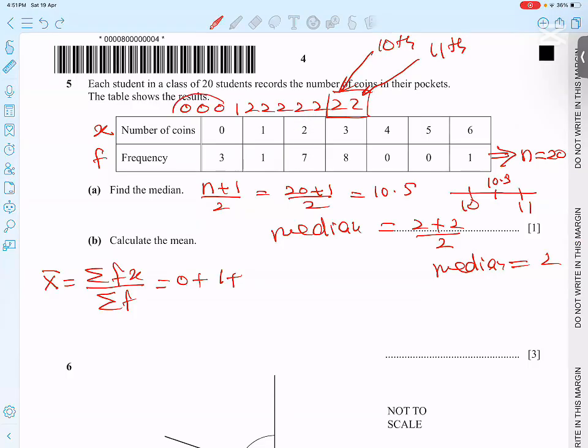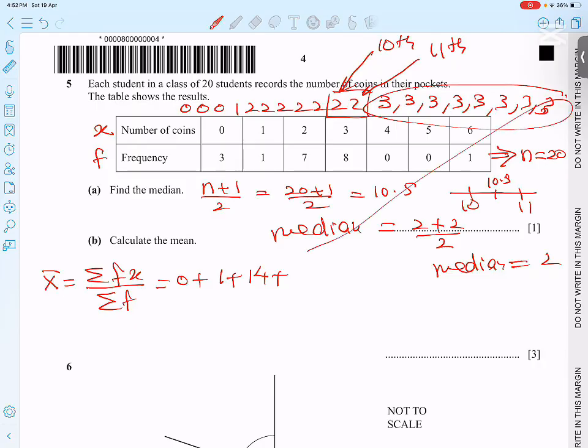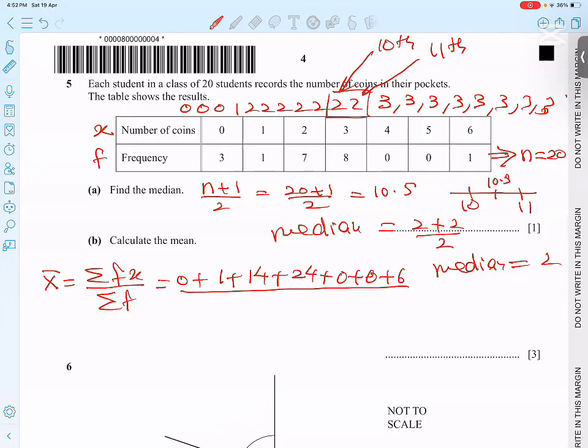It's basically 0 three times. If I add all 3, I get 0. If I add this one, I get 1. And 2 seven times adding, or you say 2 sevens are 14, same meaning. So 3 eights are 24. Or if 3 comes 8 times and I add them all, I get 24, or just multiply them, no problem at all. 4 into 0 is 0. 5 into 0 is 0. And 6 ones are 6. And divided by sigma f, from where I got 20, the sum of all the frequencies is 20.